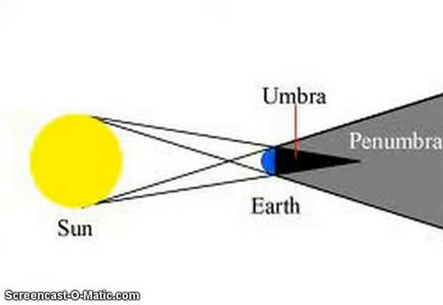The first shadow, which is a complete and total shadow, is called the umbra. This is directly behind the Earth. Also, you'll see a lightly gray shaded shadow, which is called the penumbra. This is a partial shadow.